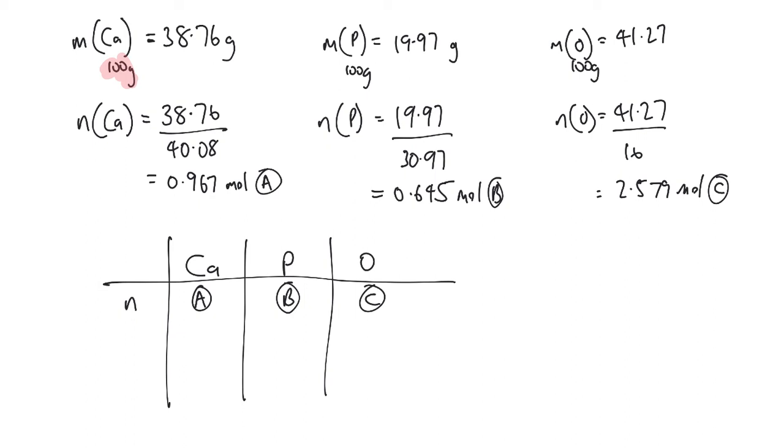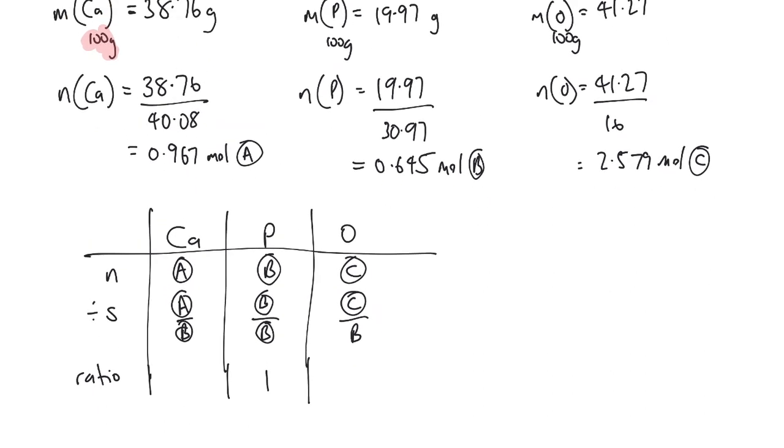Then what's the next step? Divide by the smallest. Which one is the smallest? 0.645, which happens to be B. So I will do A over B, B over B, which will be 1, and C over B. And that will give me the ratio, or the simplest whole number ratio, alternatively known as the empirical formula.